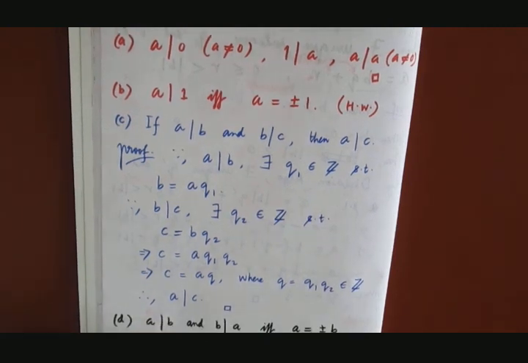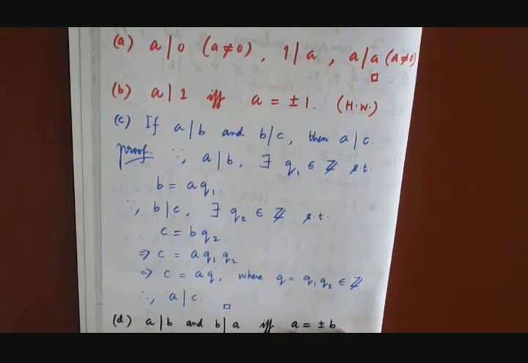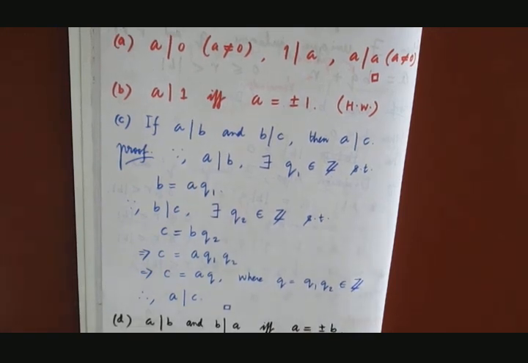I'll be doing the proof here. So what do I have to prove? First I have to assume this and prove this, and next I have to assume this and prove this. So let me start with this part. Suppose A divides B and B divides A. I am assuming this. What I have to prove is that A equals plus or minus B.